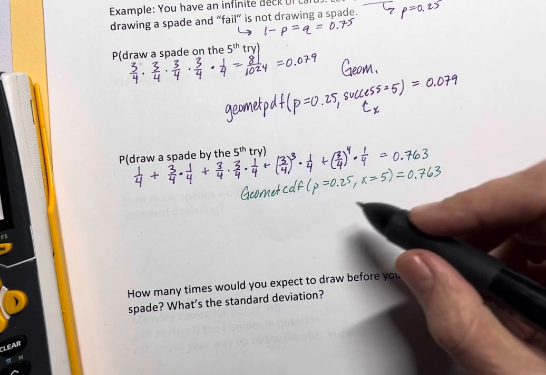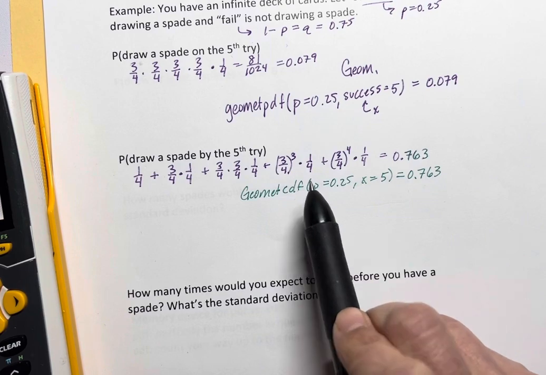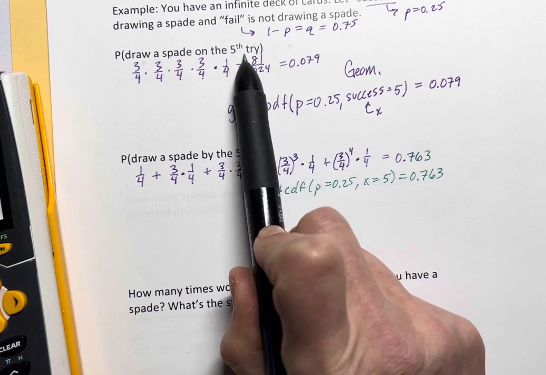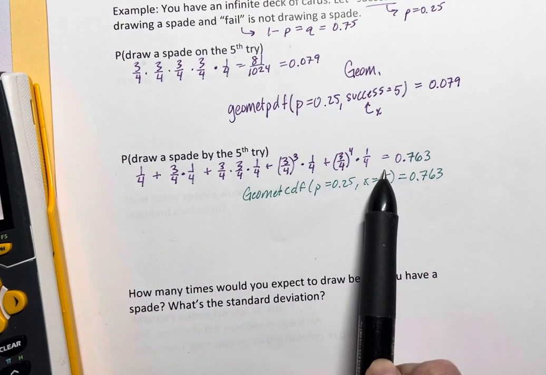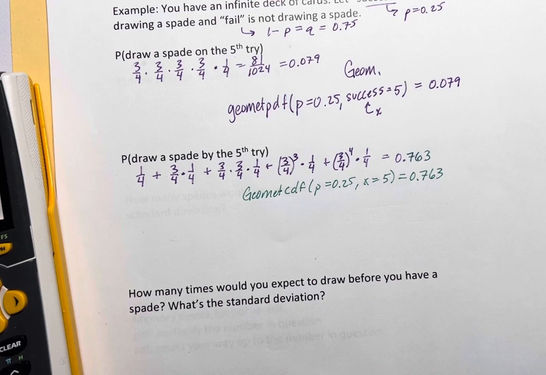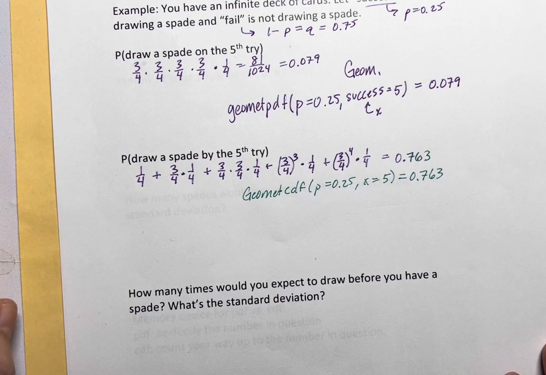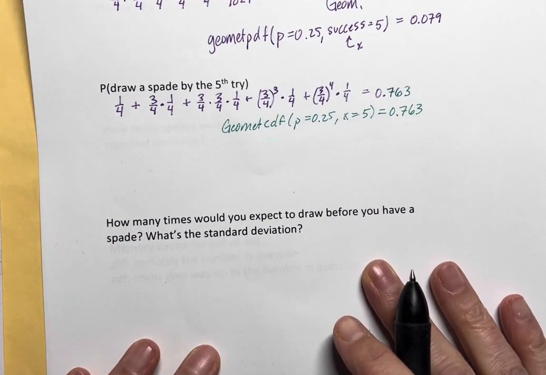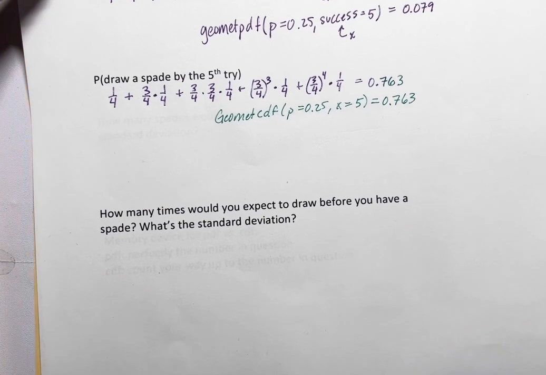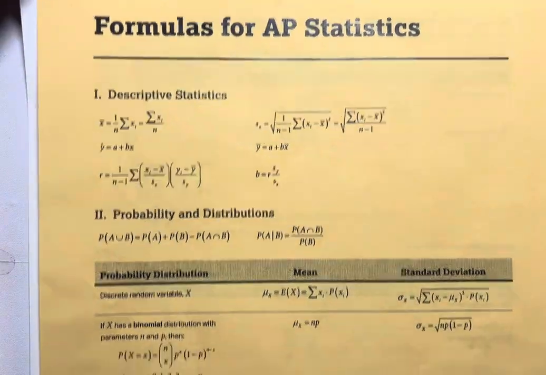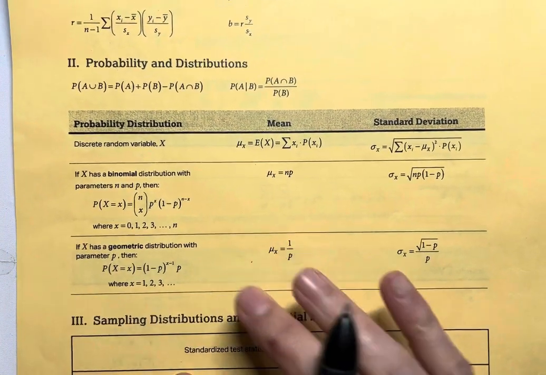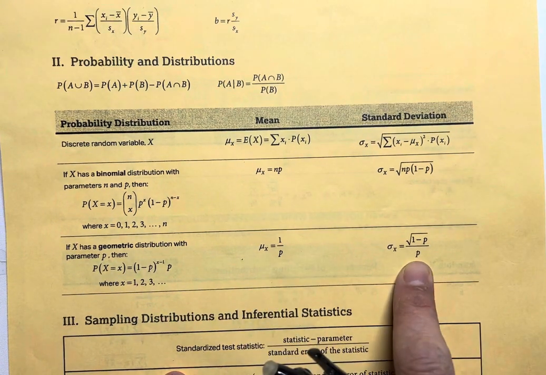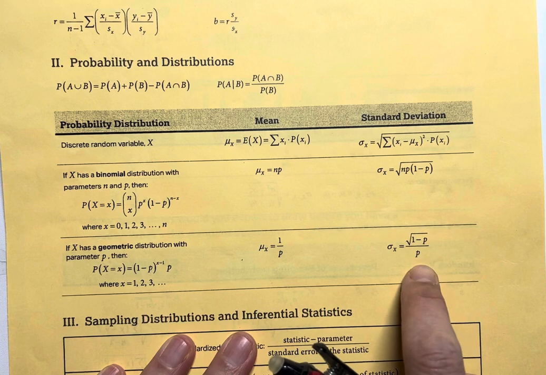Okay, so this is again the geometric probability model, and this was the PDF, as in perfectly on the 5th try, versus counting your way up to the 5th try. And then also part of the geometric probability model, we can find means and standard deviations. So how many cards would you expect to draw before you have a spade? Now, on our handy formula sheet, if you look to the probability page, we can look for the word geometric, and then there's mean 1 over p, standard deviation square root of 1 minus p over p.